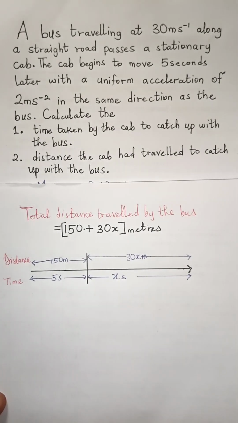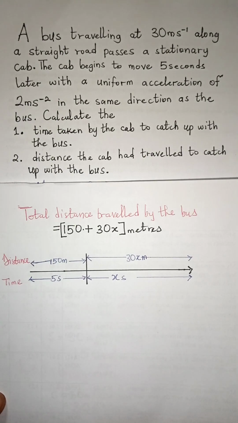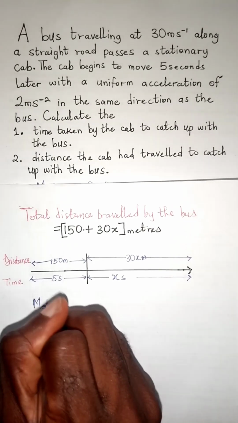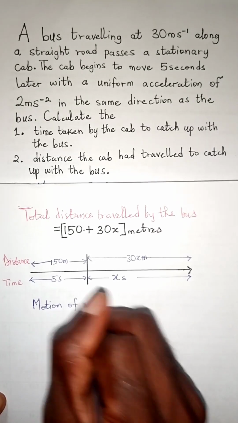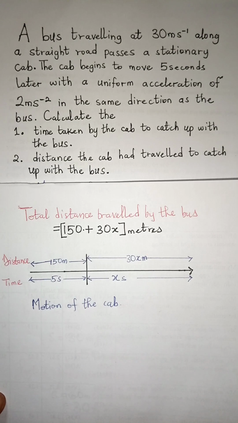Now, while continuing with the question, we need to go for the motion of the cab, having obtained the total distance covered by the bus. So we have the motion of the cab. Now, the motion of the cab is only in one stage, and that is after the 5 seconds that the bus had traveled, then it began to travel and then caught up with the bus at some point.